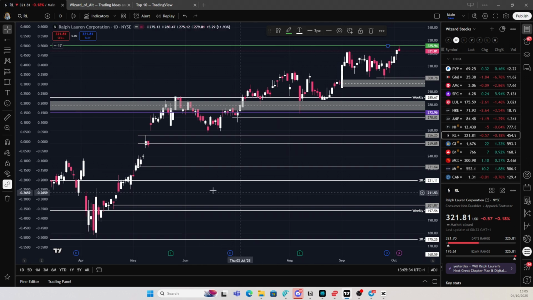So yeah, definitely one to keep an eye on, and it's good to see it doing so well. It would be nice to give me an entry, but yeah, definitely one to keep on the watch list.